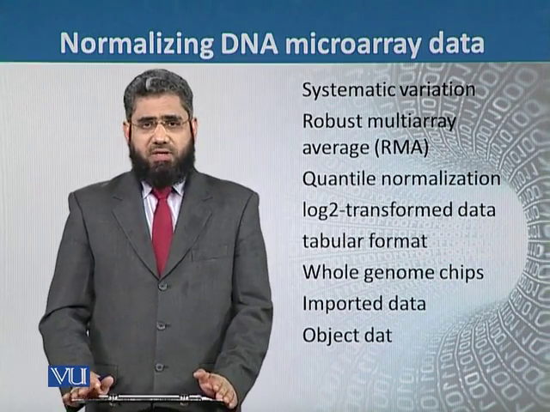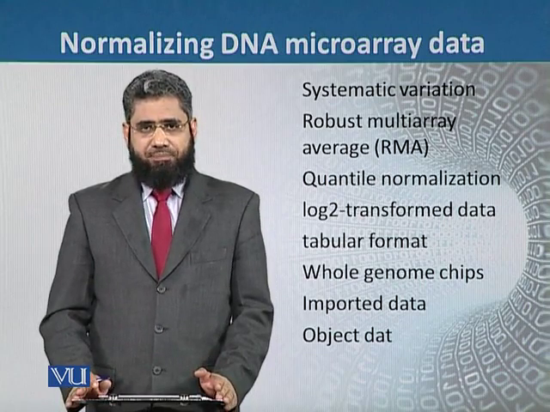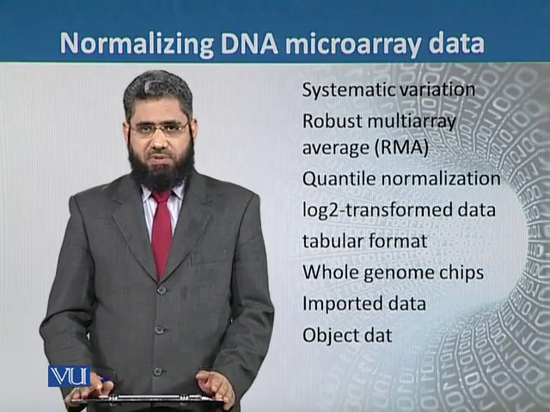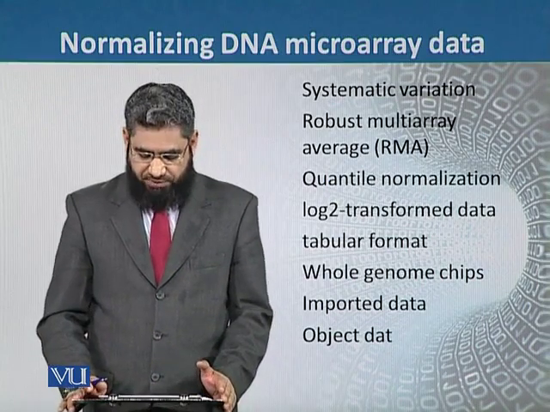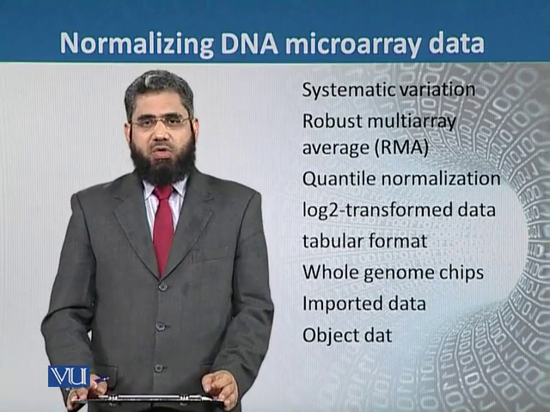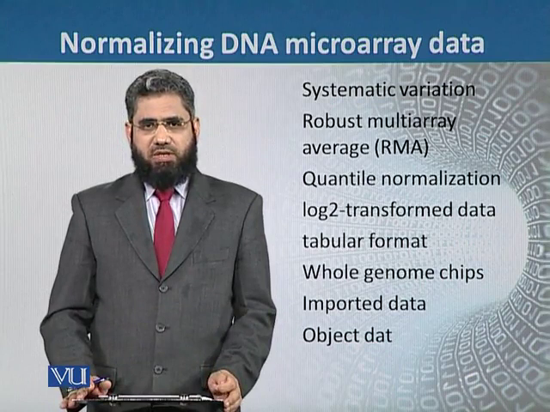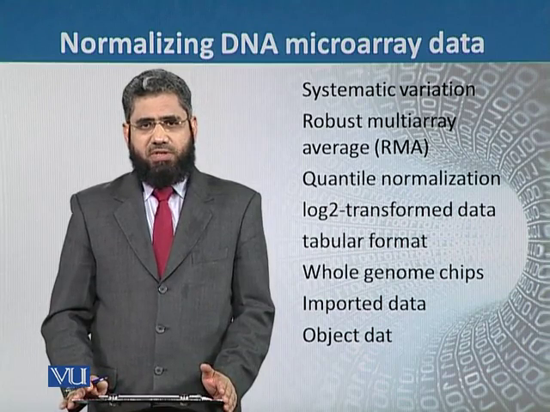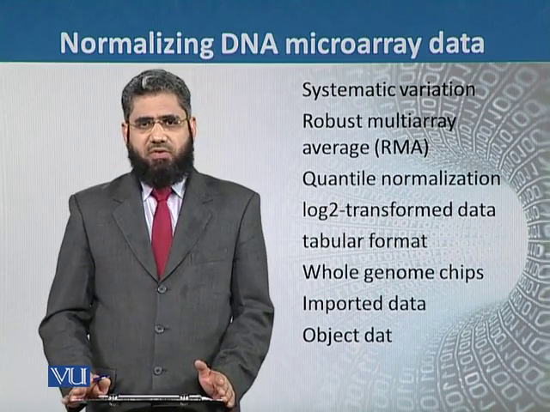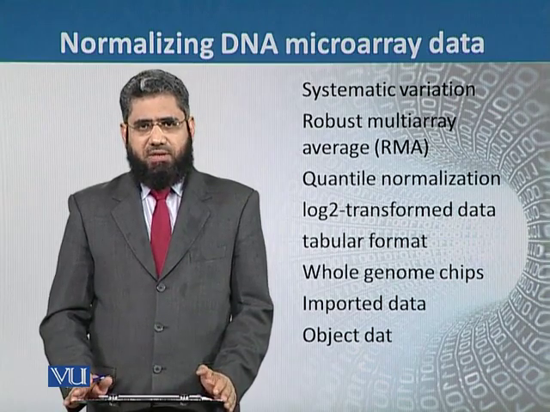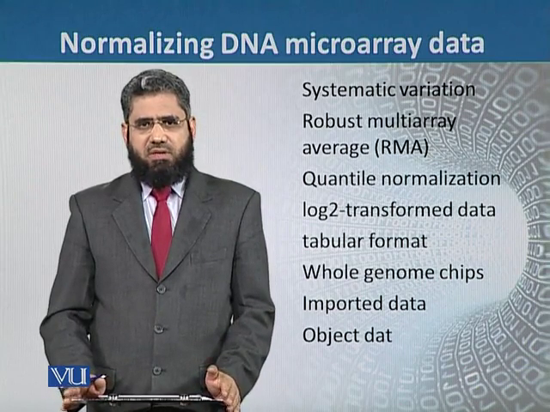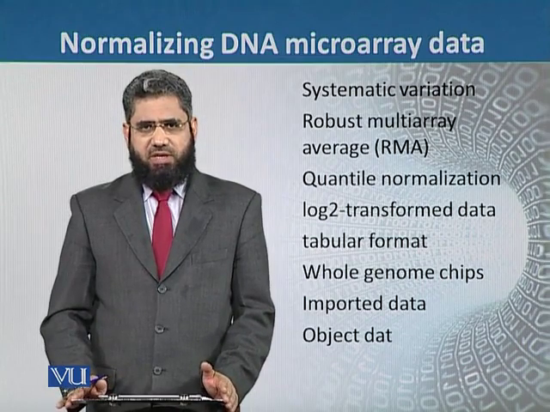So whenever the data is imported in the R program, the normalization process is applied on the whole genome chips, either it is Agilent, Affymetrix or Illumina. And the data after normalization is stored in the form of object data. And then this data is further analyzed. Now this data will not be called the raw data. And the different procedures we will apply on this normalized data, and we can analyze the data that is generated by these different chipsets.